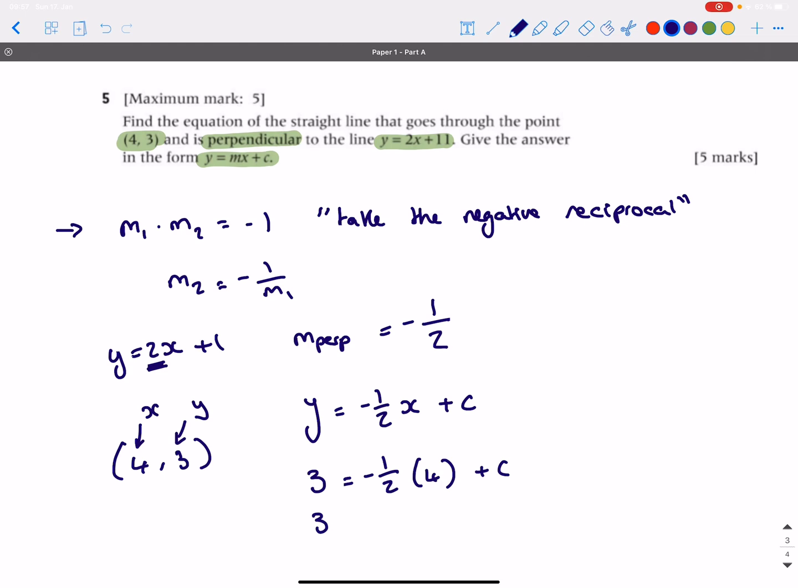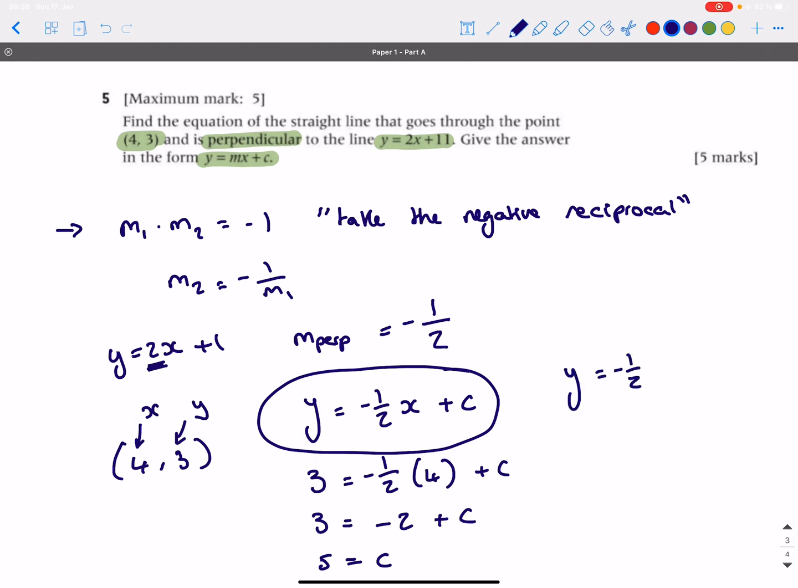First, I'm going to multiply through by that -1/2. So -1/2 times 4 is -2 plus c. And then I'm trying to solve to find the c, so I'll add that 2 over to the other side. So I have 5 equals c. Don't leave it there, guys. It's a 5-mark question. It deserves you to write out the final answer. So my final answer is this equation here, but with our value of c substituted in. So y equals -1 over 2 x plus 5. I am not kidding. You get a final mark for writing it out like that, so don't skip it. I will take off a mark in the mock exam.